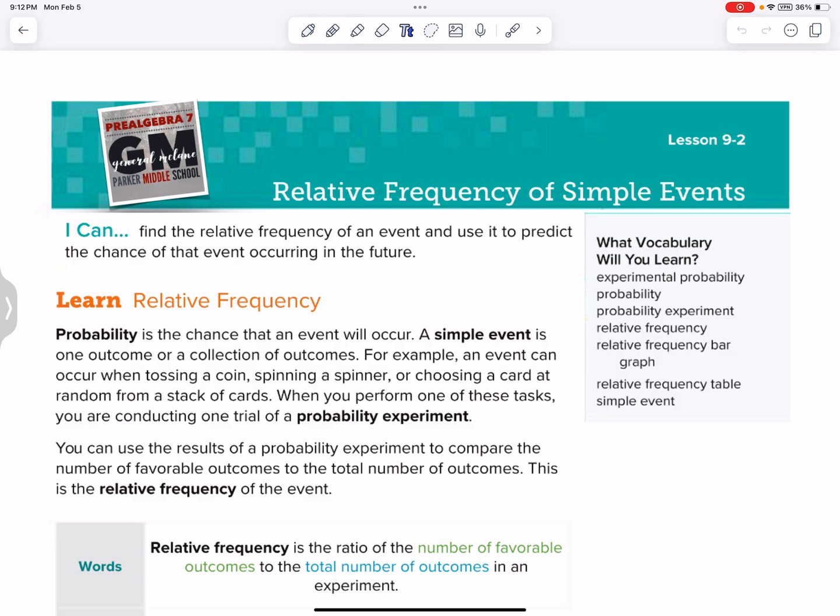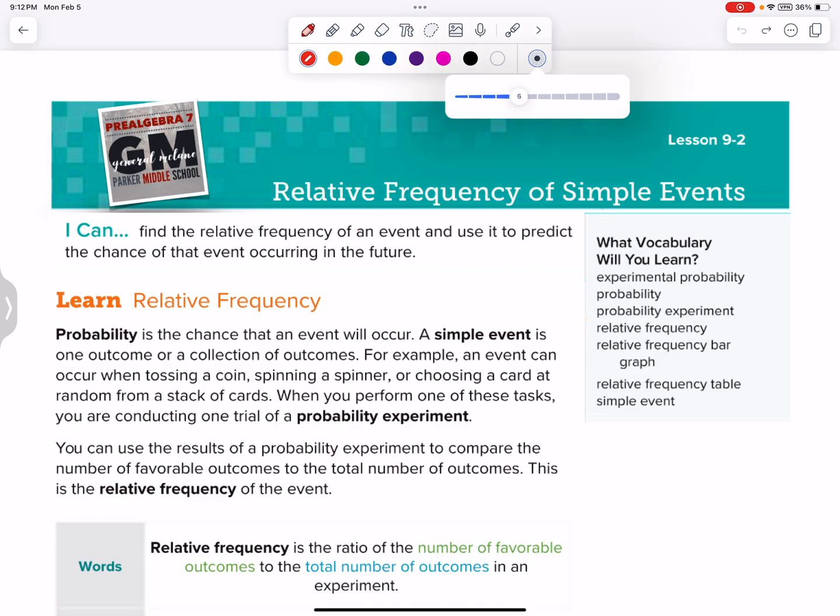I'm going to try to really keep this simple for you. I find this phrase a little bit silly, relative frequency. It really is the same thing as experimental probability. You're going to see it's the same numbers. I don't care what anyone says. They're basically the same thing.